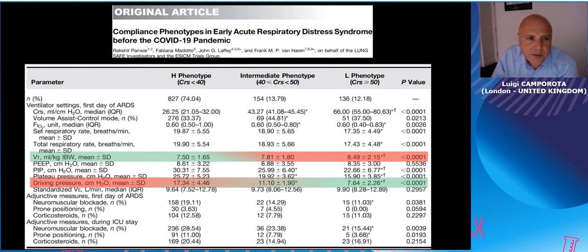This is clear also from this particular study, the Lung Safe Investigators, where they divided patients into 3 groups: high compliance on the right, intermediate compliance in the middle, and low compliance on the left.